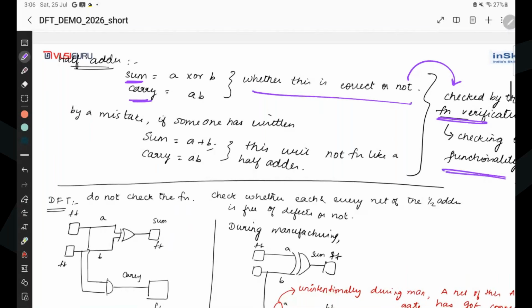By mistake, if someone has written sum is equal to A plus B, carry is equal to AB, this will not function like a half adder. So this is what will be checked by the functional verification team. They will be checking the functionality.